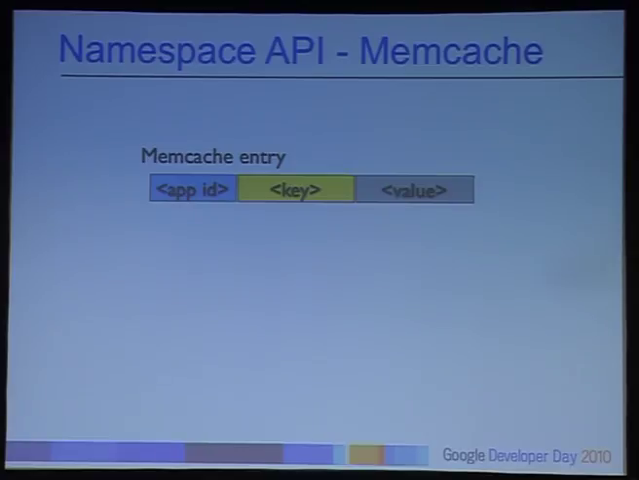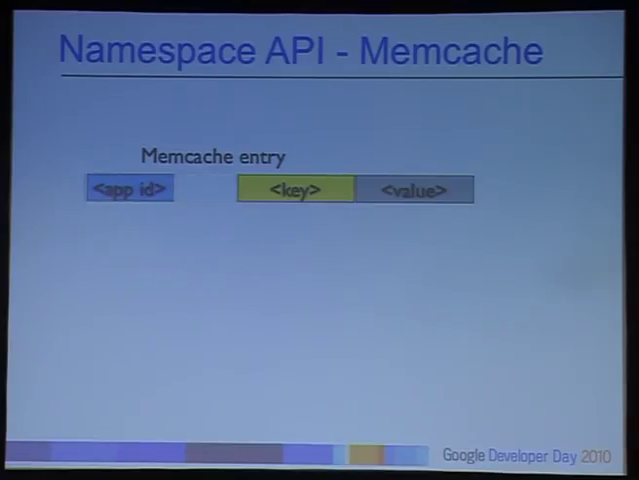And so the real key in our Memcache is app ID plus your key. So now we've just magically created separation between all of your keys and all of my keys because there's an extra prefix. So this seems like a pretty neat trick.